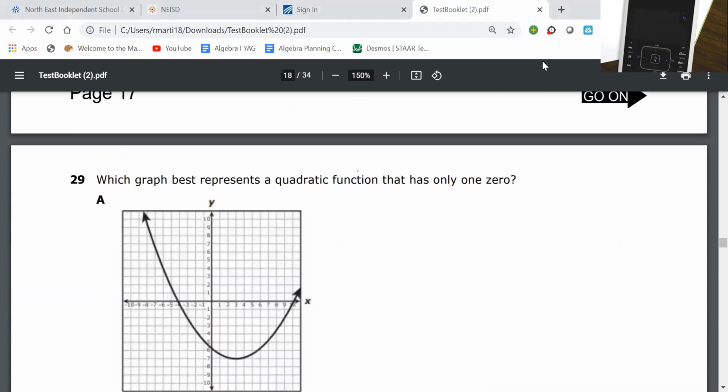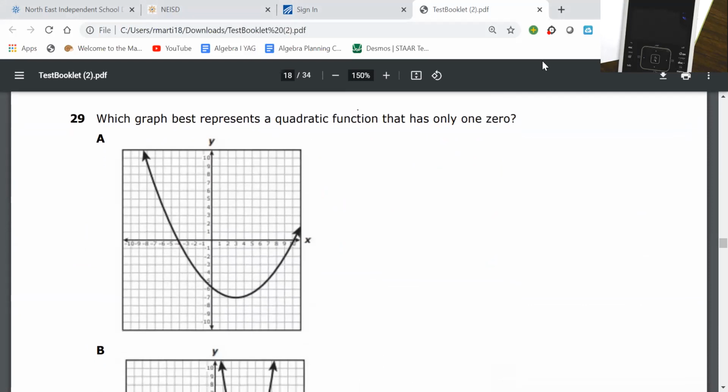You guys are too smart for that. You know what's going on. Okay.